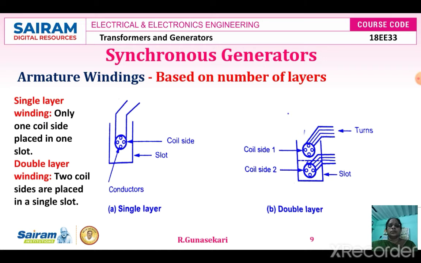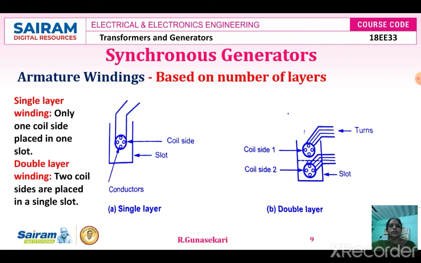Next, based on the number of layers, the armature windings, that is lap windings and wave windings, are classified into single layer and double layer windings. That means single layer lap winding, single layer wave winding, double layer lap winding, double layer wave winding. Single layer means only one coil side is placed in one slot. You see the pear shape is nothing but the slot, and the circle inside is the coil side. The small circles inside are the conductors. Slot, inside it the coil side, inside the coil side the conductors. So only one coil side is placed in one slot, that is the single layer winding.